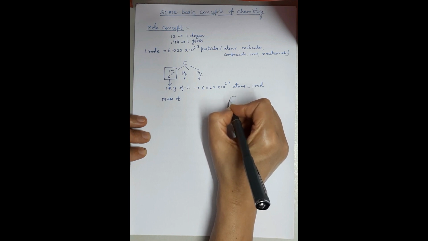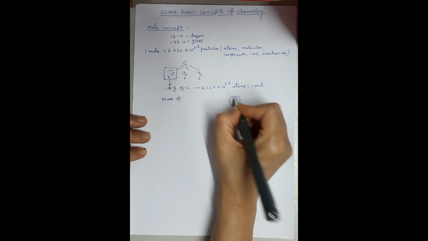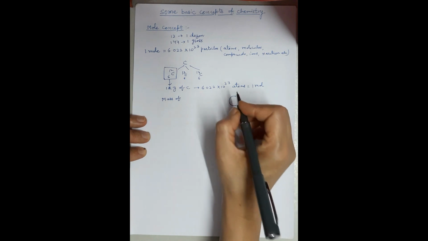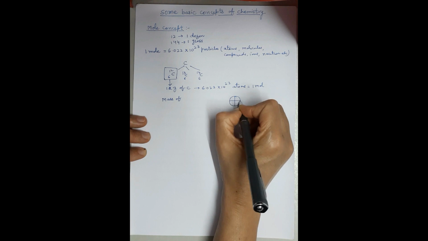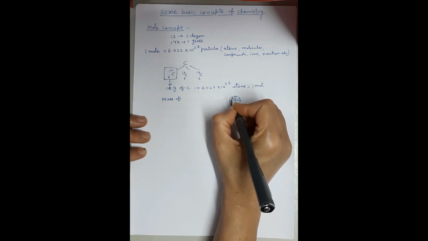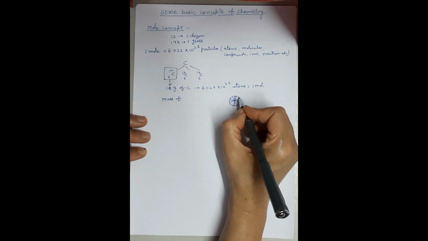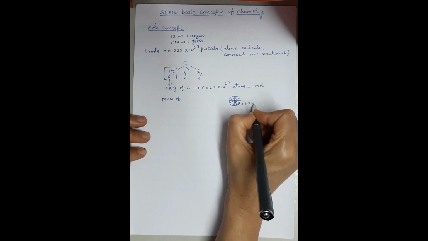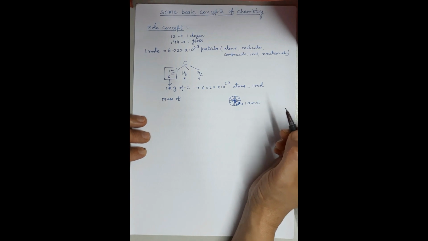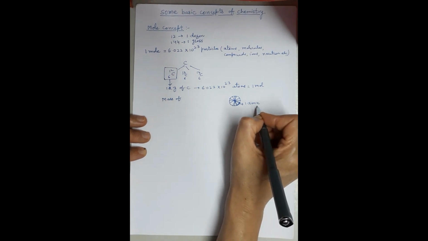If I take 1 atom of carbon-12, this is spherical. Generally we assume that carbon is spherical in nature. Divide it into 12 parts. These are 12 parts of 1 atom of carbon-12. Then this one part is called 1 AMU, 1 atomic mass unit. It is also called unified mass.